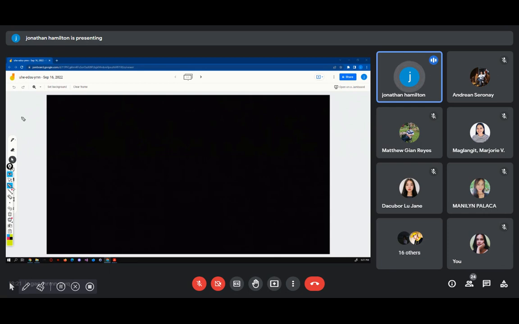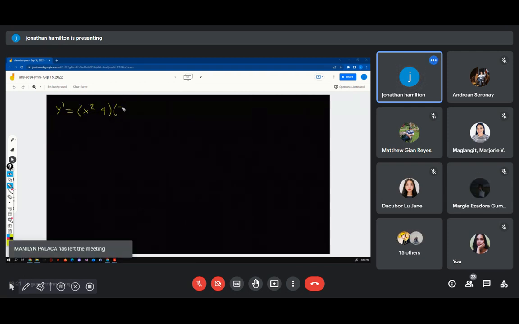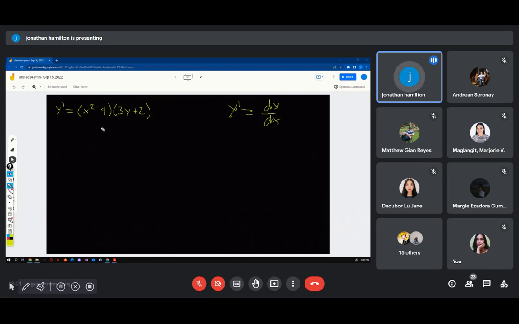So let's say we'll try to find the solution of this differential equation. We have y prime is equal to x squared minus 4 over 3y plus 2. Now, the question is, we'll be finding the general solution to the differential equation using the method of separation of variables. What we can notice here is that we have y prime. Let's remember that y prime is equal to dy over dx.